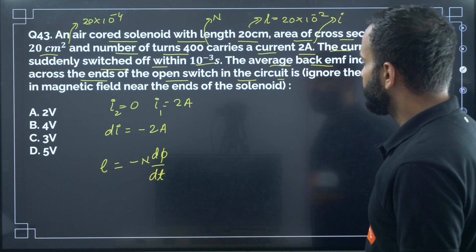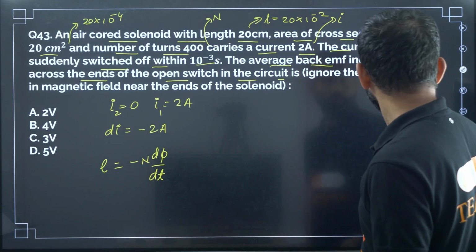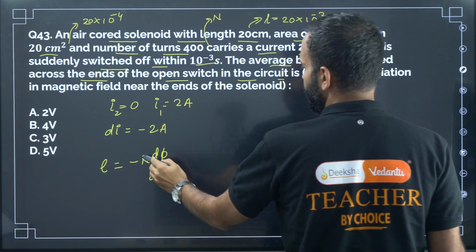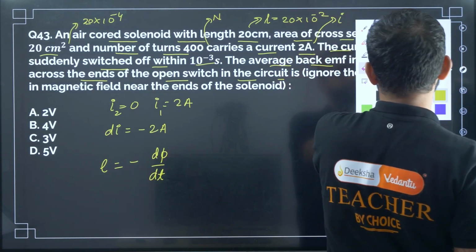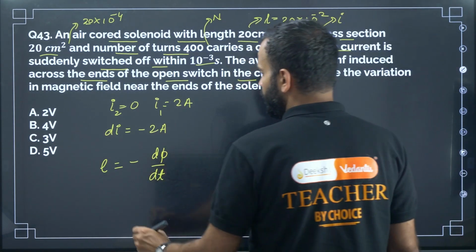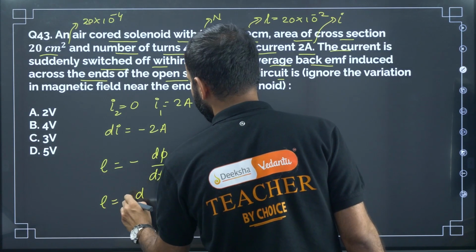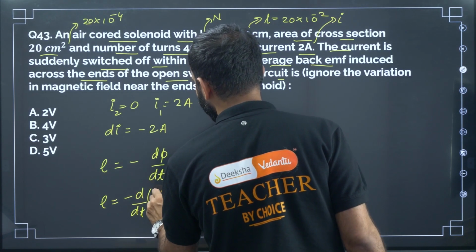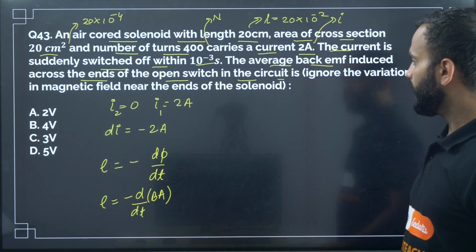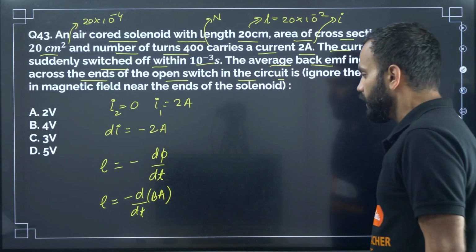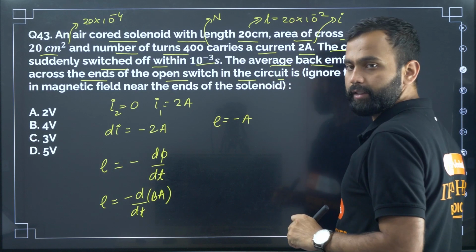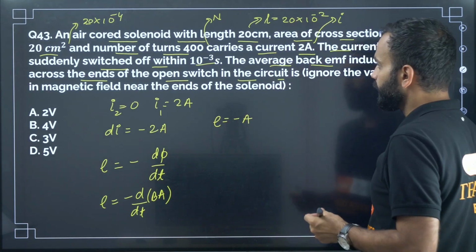Here it is just minus d phi by dt, because it is not a circular coil. It is a solenoid. Understood? So now E is equal to minus d by dt of B into A. B is the magnetic field due to the solenoid, and A is the area of cross section. So E is equal to minus A into B, where B is the magnetic field due to the solenoid, that is mu naught n into I.